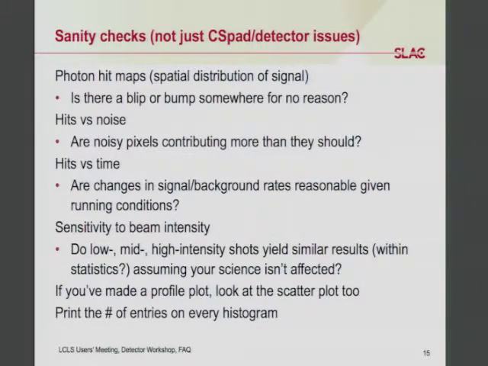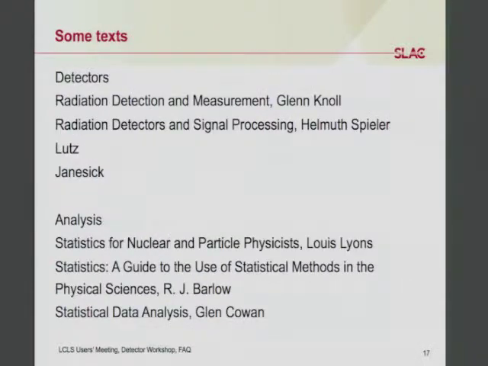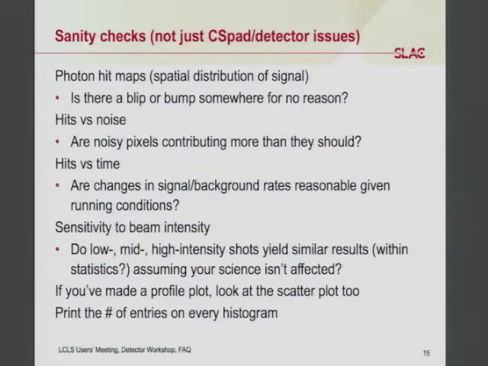A few sanity checks I put down. This is not a CS pad detector specific thing. I always like to make a photon hit map where I count the number of photons that I've gotten in each region of the detector, in each pixel. If I see a hot area, then I know I've messed up my masking. Gabriella showed a plot where that was a problem. That was my fault. I just hadn't applied the correction.